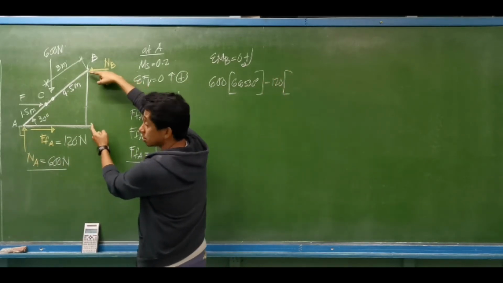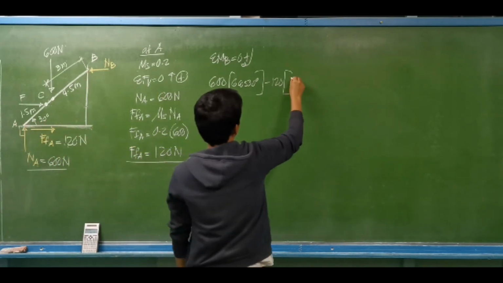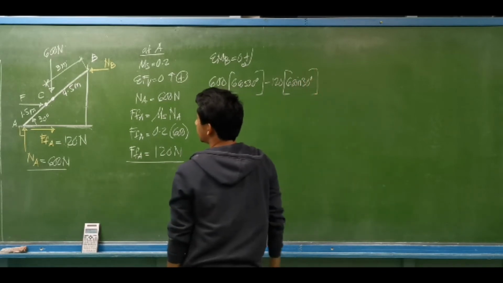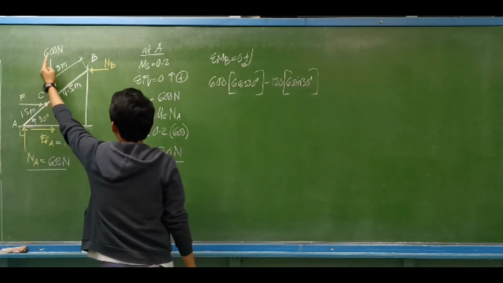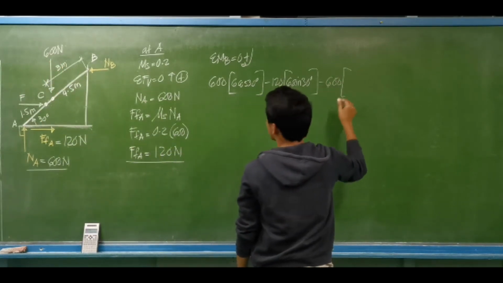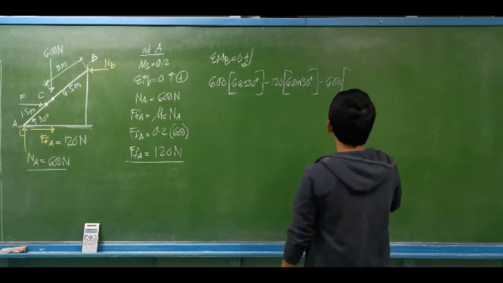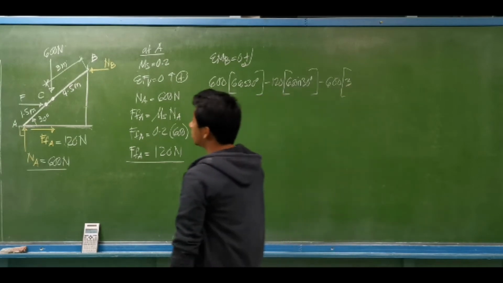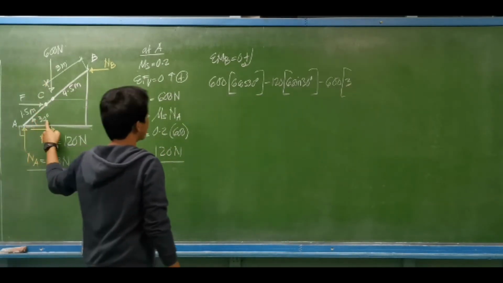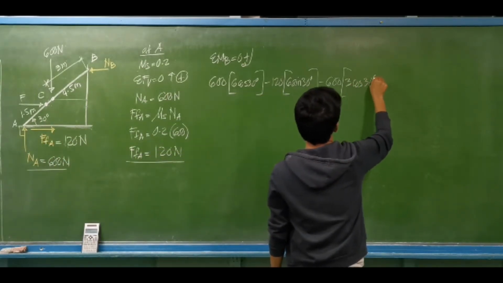What is this distance? The vertical distance is 6 meters sine of 30 degrees. Then this is also negative. The self-weight, minus 600 newtons, is assumed to be acting at the centroid of the ladder at a distance of 3 meters. With the same angle, that is 3 cosine of 30 degrees.